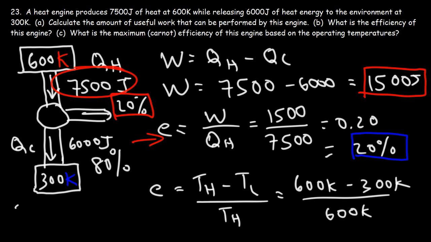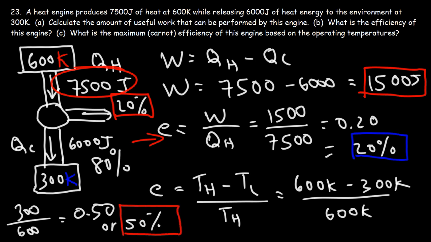600 minus 300 is 300. So it's 300 over 600, which is 0.50 or 50%. So the maximum efficiency that we can get for this particular heat engine based on the operating temperatures is 50%. Right now the engine is 20%, but we can improve the design and theoretically boost the efficiency up to a maximum of 50%. We can't make it better than 50% based on the temperatures that we're operating at.